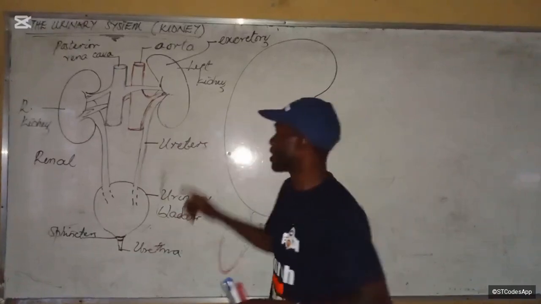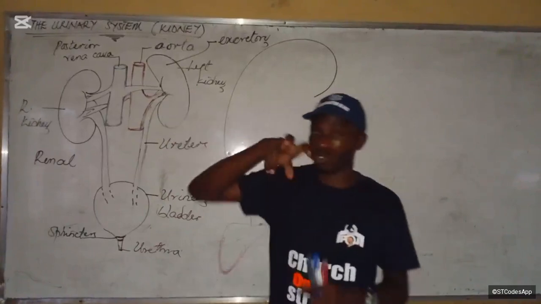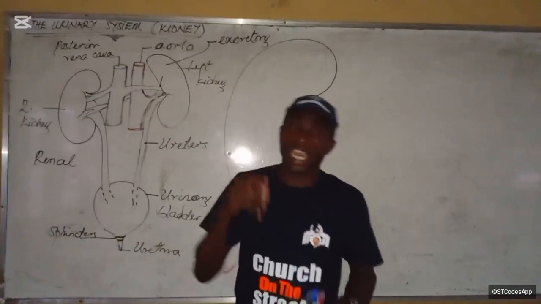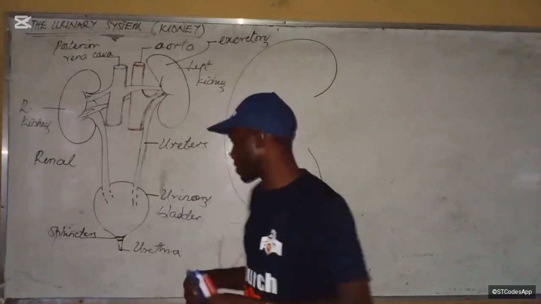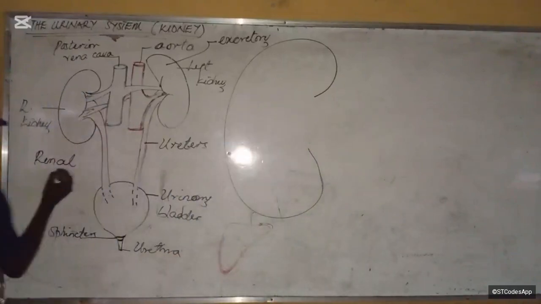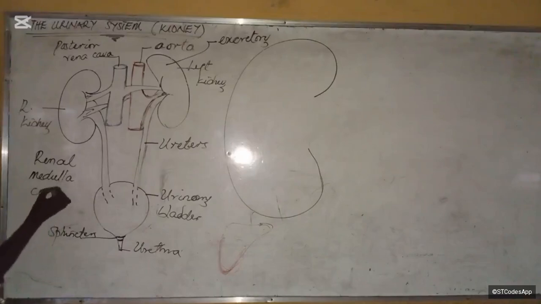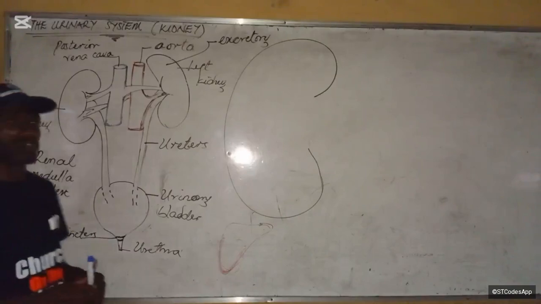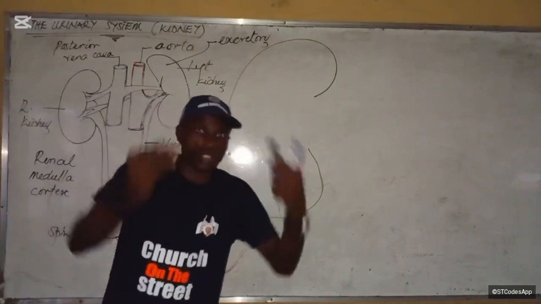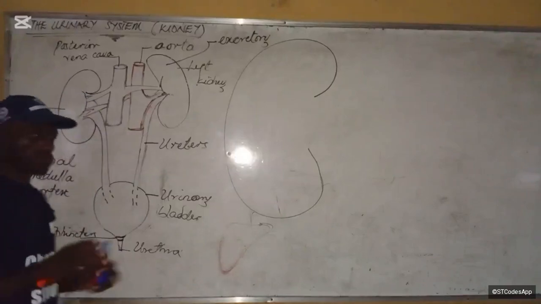Is that okay? Now, there are two sections of the kidney that are very important, and those are the medulla and the cortex. The renal medulla and the renal cortex. If you've heard of the word cortex before, you know we usually use it for outer, something outside. Then medulla, from the word middle.